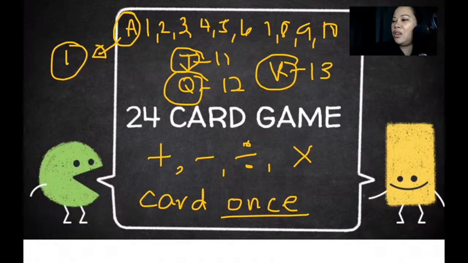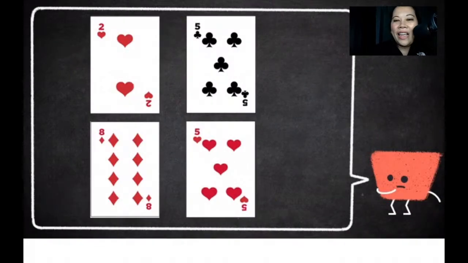First question. The first person to type in the answer correctly will get the 10 pesos load. So we have 2, 5, 5, and 8.